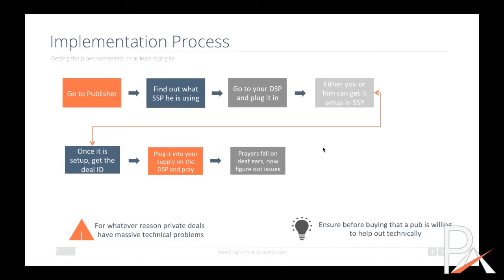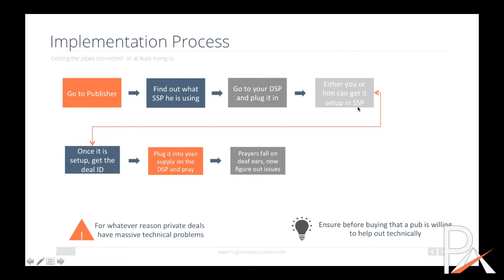Now, this is the implementation process, okay? So let's say we go to the publisher because we're interested in running traffic. And then we find out what SSP he's using. So we ask, who are you connected to? Usually they're connected through AdX or Rubicon. So then you agree to a cost or price, go to the DSP, you plug in the deal ID, okay?